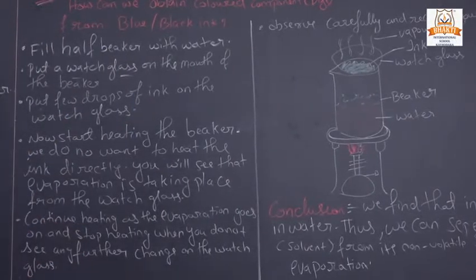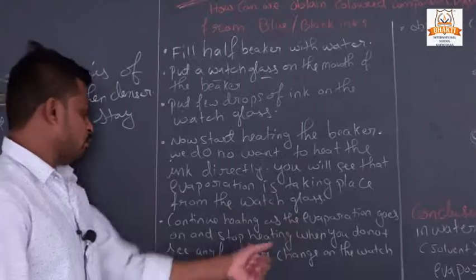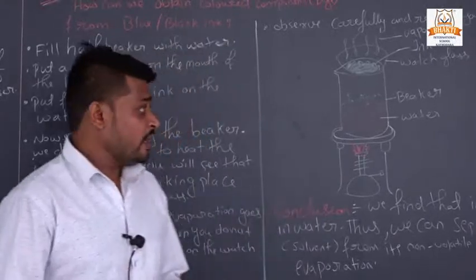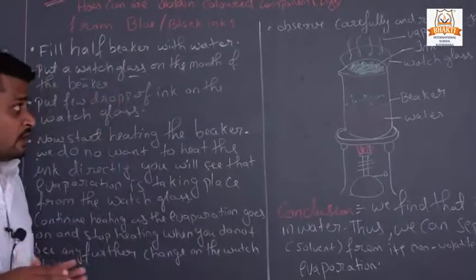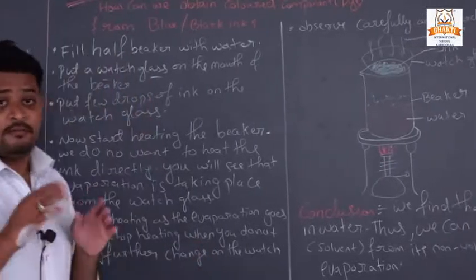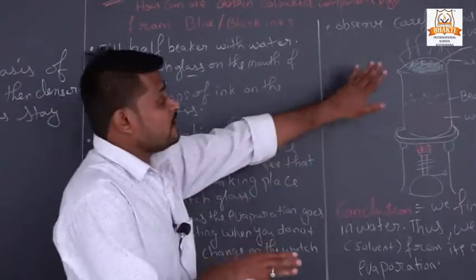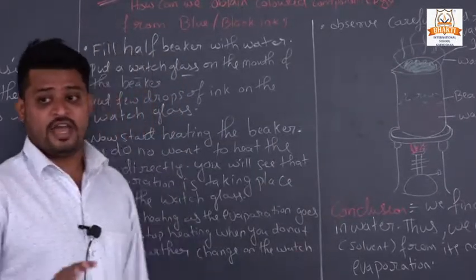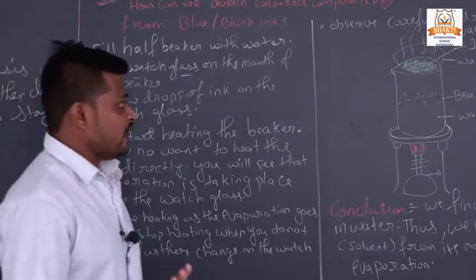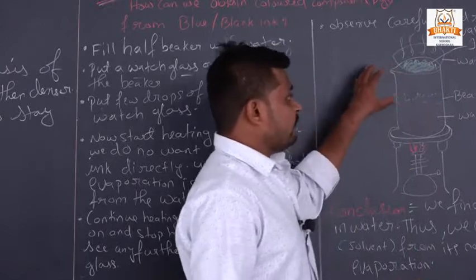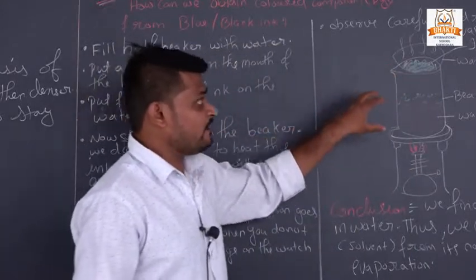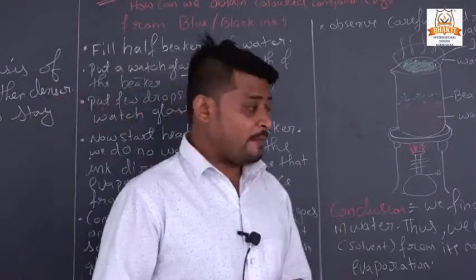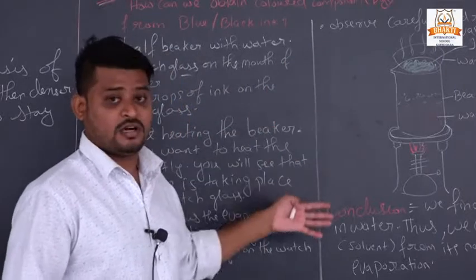Now continue heating as the evaporation goes on, and stop heating when you don't see any further change on the watch glass. This means we have to heat the beaker for a few minutes. When we see that no changes are going on, we stop our activity. Then we observe carefully and mention what changes happened. So what were the changes and what was the conclusion at the end?